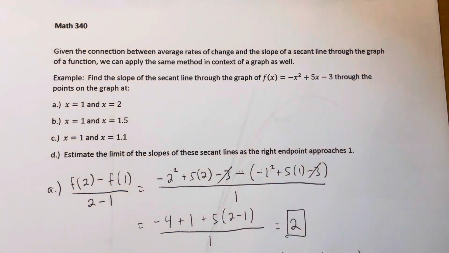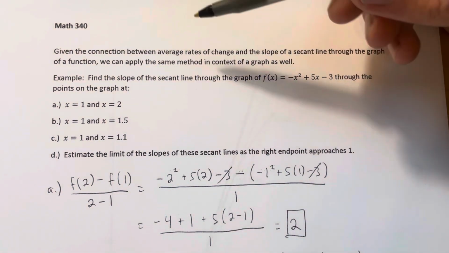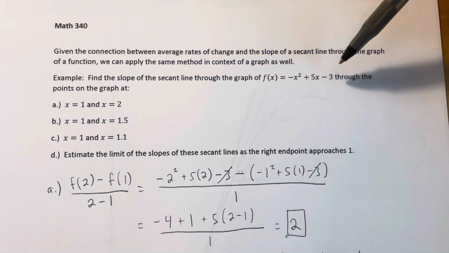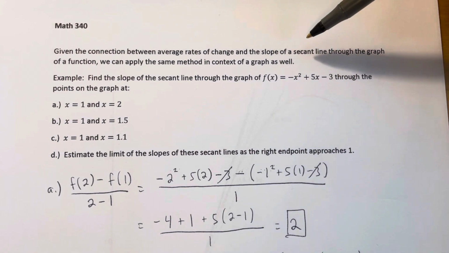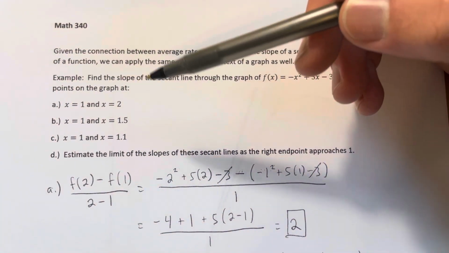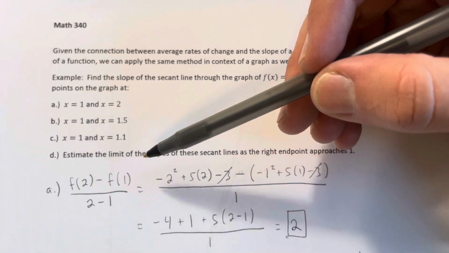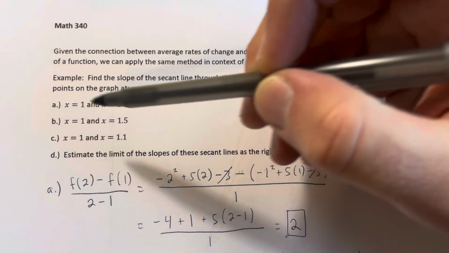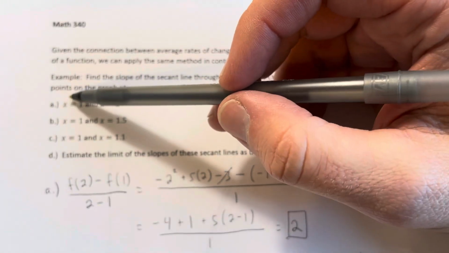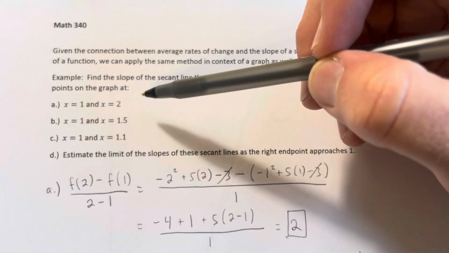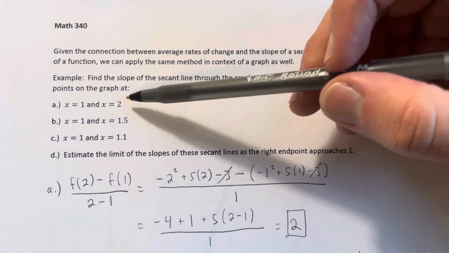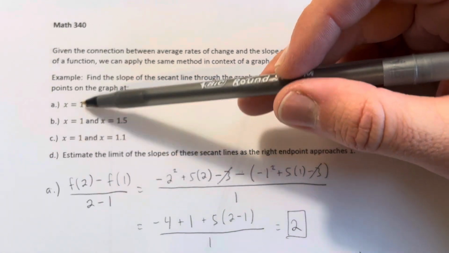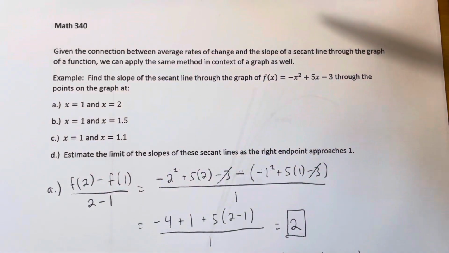All right, in the last video, we ended with this example where we were looking at a function, f of x equals negative x squared plus 5x minus 3. And we were looking at the slopes of various different secant lines, all of which pass through the point on that curve where x is equal to 1. And then the second point, because remember you need 2 points for a secant line, corresponded to some x value that was getting closer and closer to that 1 for each step in this example.